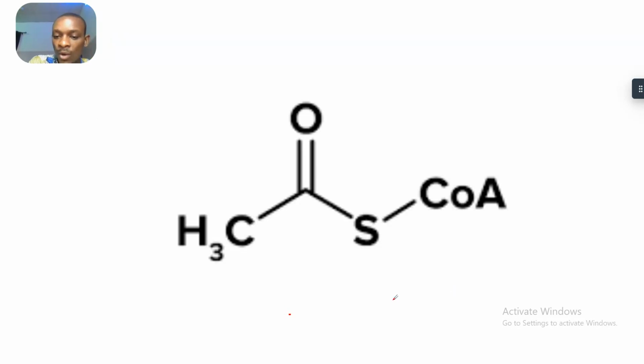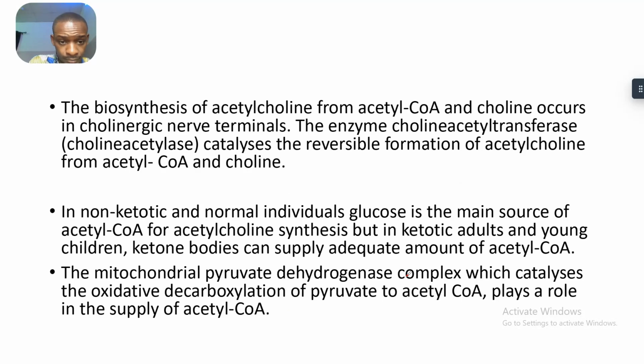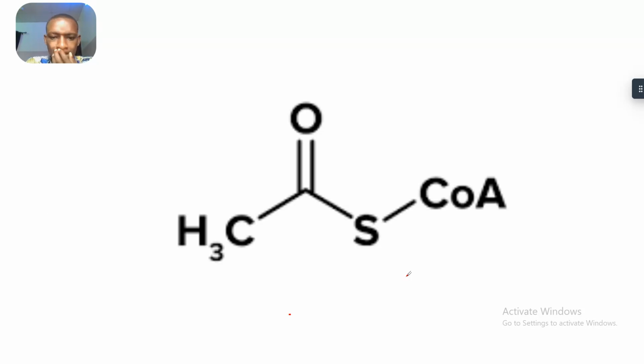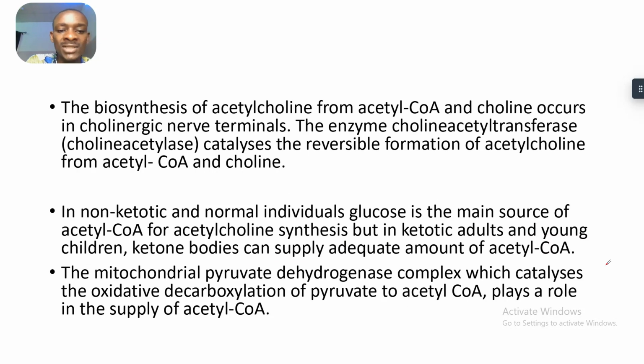So I think this should be acetyl-CoA. Yeah, this is acetyl-CoA. Acetylcholine is formed from acetyl-CoA and choline. That's what we're about to talk about. That's why this image is popping up. Now, the biosynthesis of acetylcholine from acetyl-CoA and choline occurs in cholinergic nerve terminals.